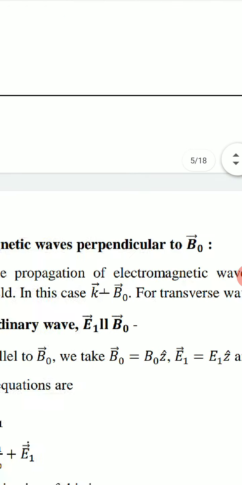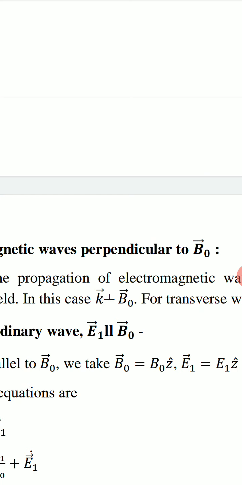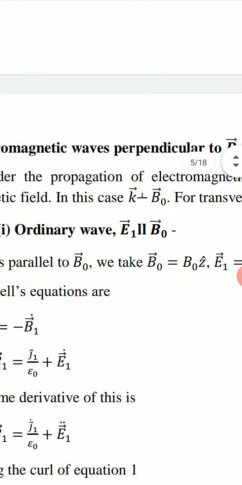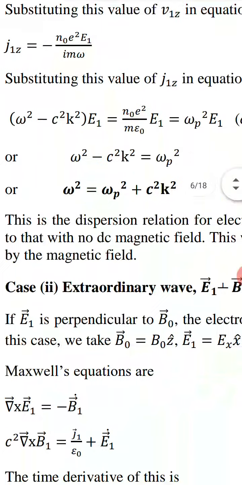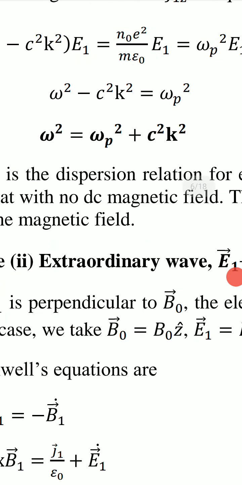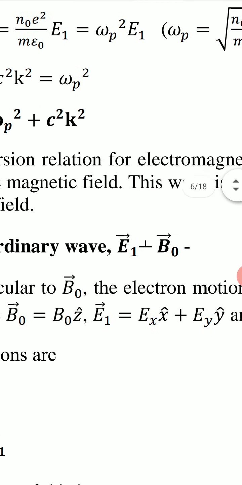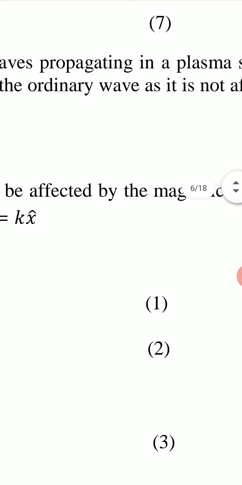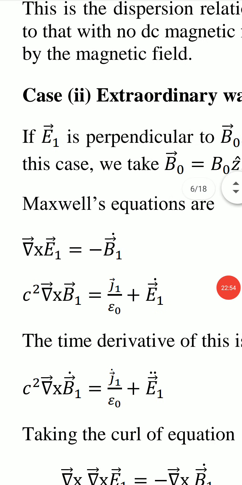electromagnetic wave is propagating perpendicular to B0 and E1 vector is parallel to B0 vector. Then we also find the similar dispersion relation. So we find that in this case there is no effect of magnetic field B0. That's why we call this wave as ordinary wave. This wave is called the ordinary wave as it is not affected by the magnetic field B0.